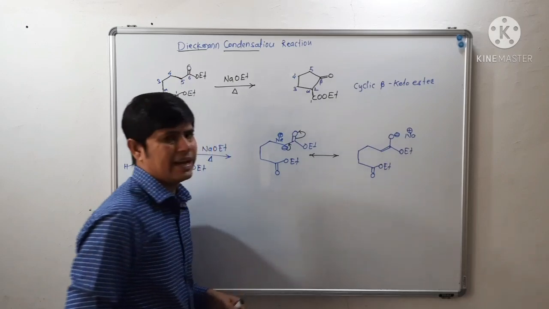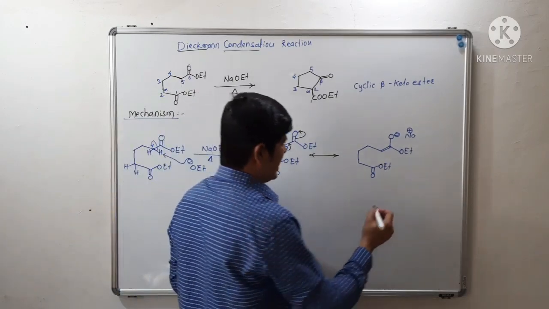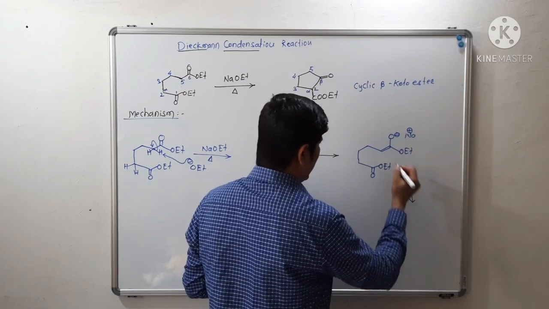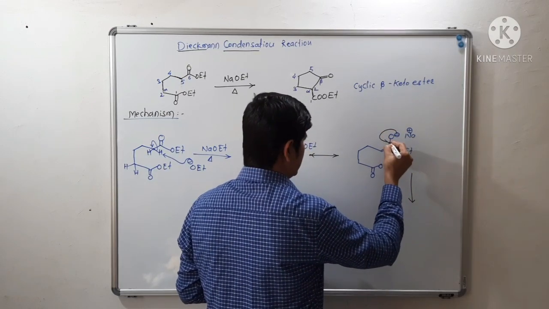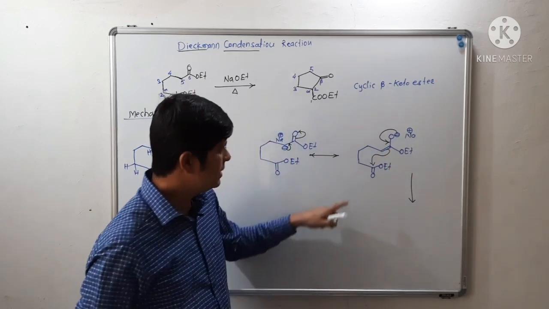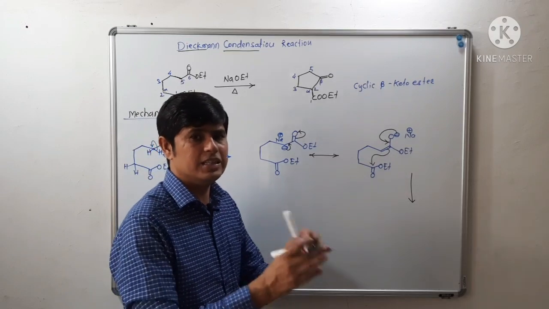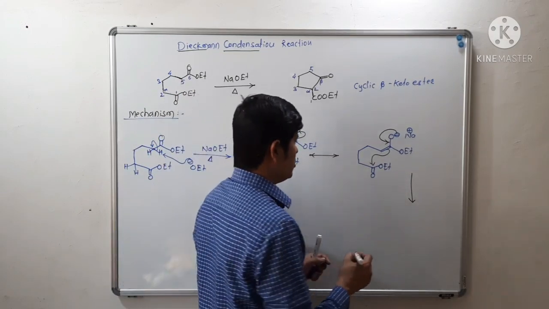So this is an enolate anion. Now in the next step, this enolate anion will attack the carbonyl carbon of the second ester molecule which is present in the same molecule. Okay, so what will you have?